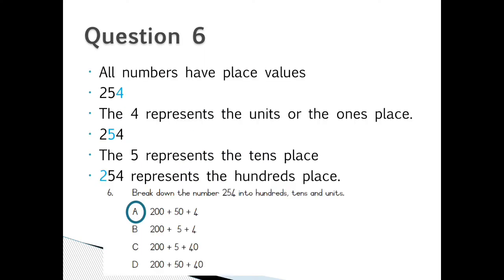All numbers have place values. For example, 254. The 4 represents the units or the ones place. The 5 represents the tens place. And the 2 represents the hundreds place. So if you break down the number, you'll find that the answer is A, 200 plus 50 plus 4.